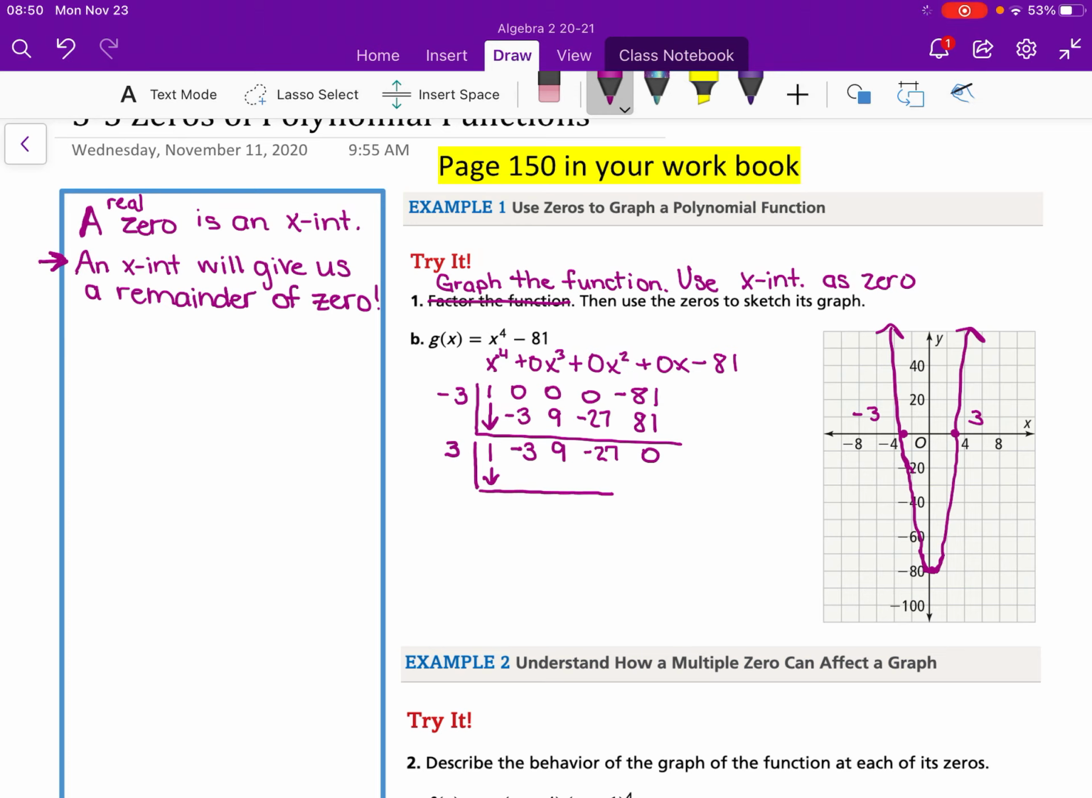Okay? Bring your 1 all the way down. 1 times 3 is 3. Add to get 0. 0 times 3 is 0. Add to get 9. 9 times 3 is 27. Add to get 0. So again, I got a remainder of 0. Check, check. Okay.